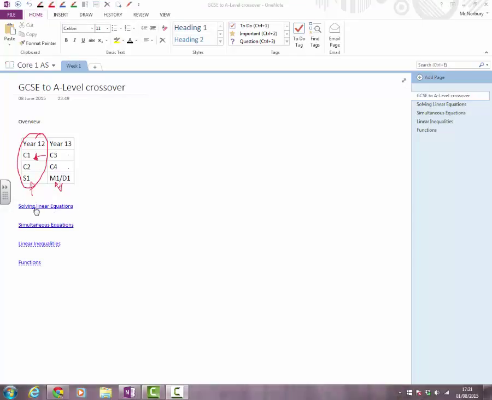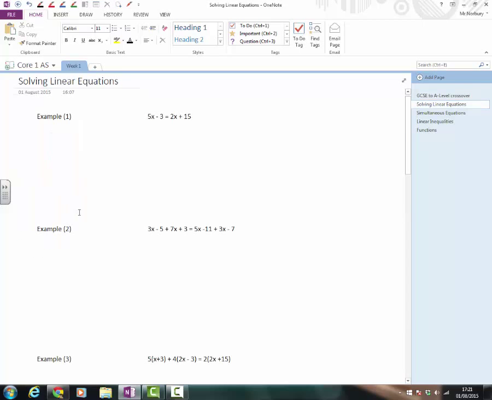Now, as we start lesson 1 proper, you'll be able to see here that I'm using Notebook. I do hope to make this available online to you all, but I'm going to click on solving equations and we're going to go through some of the equations that I think you should be able to solve. So without further ado, let's get started with example 1. As you can see here, we've got 5x minus 3 equals 2x plus 15.